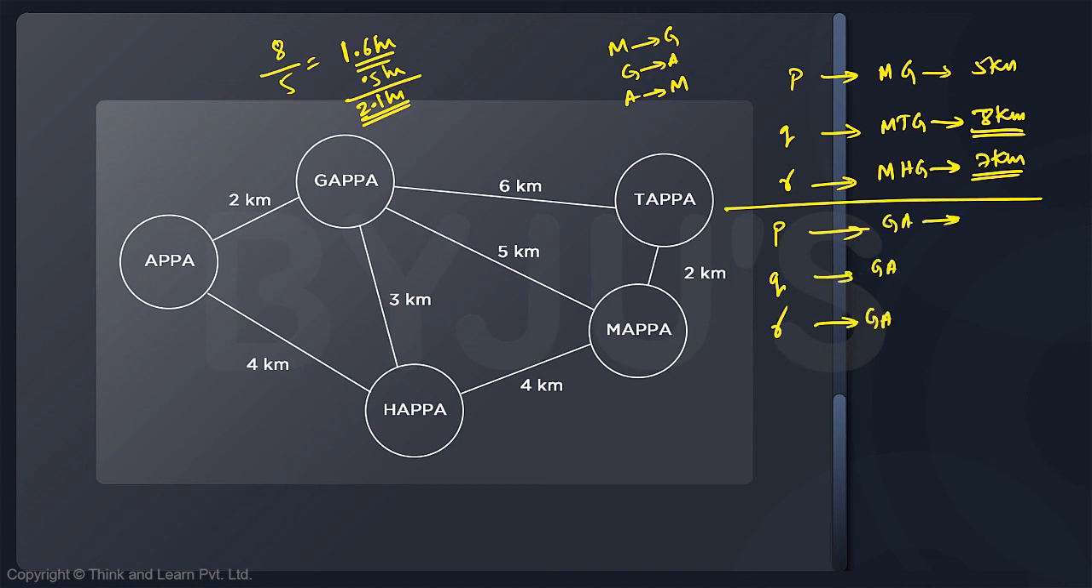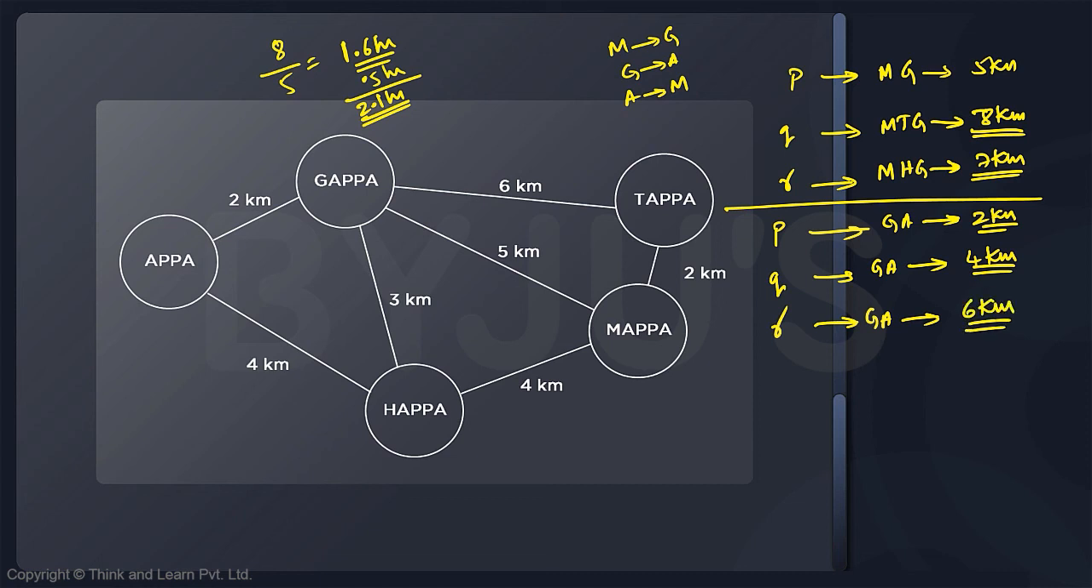So GA, the first person will go 2 kilometers without waiting. Second person will have to keep waiting there. If he keeps waiting, he will wait for 2 kilometers travel time and then travel for 2 kilometers. So total he will take 4 kilometers equivalent time. Third person will also do the same thing. He'll keep waiting for the first 2 people to cross and then he will travel. So that's a total of 6 kilometers equivalent travel time.